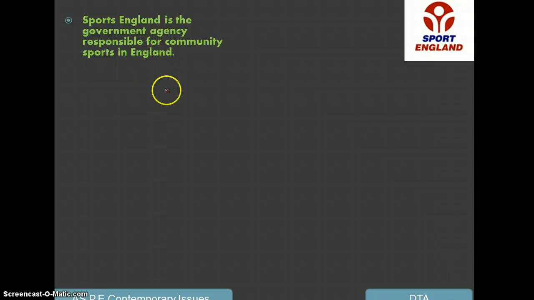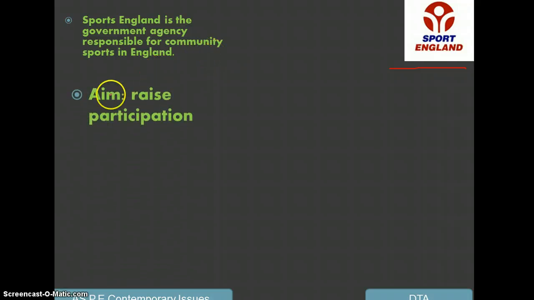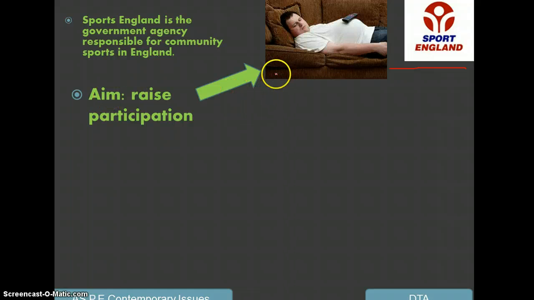So looking at Sport England then, its main role is to look at mass participation, and this is the government agency responsible for community sport in England. So what's its main aim? Its main aim is to get you, this person here, not you hopefully, off the couch. In essence what they're saying is those people that aren't taking part in activity, they want you to take part in 30 minutes of activity per week at least.